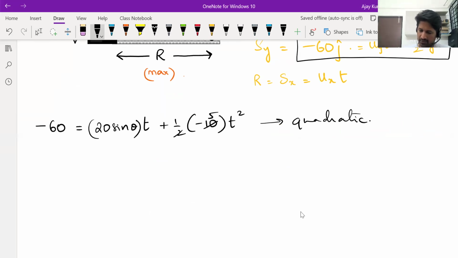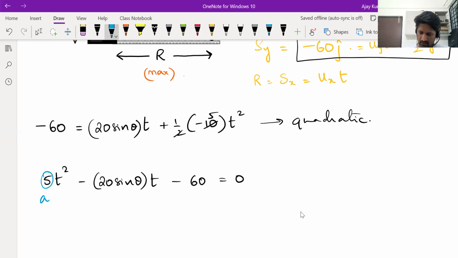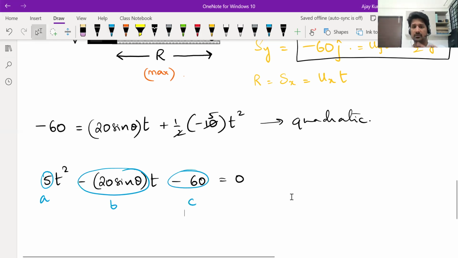Send 5t square to that side. So 5t square minus 20 sin theta into t minus 60 is equal to 0. So this 5 is a, this minus 20 sin theta is b, and minus 60 is c. Notice that a and c are constants, numerical values, but b is in terms of theta.